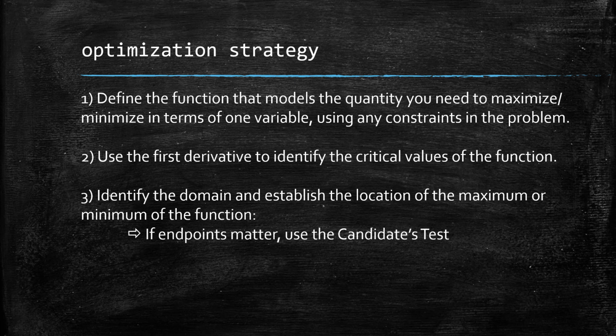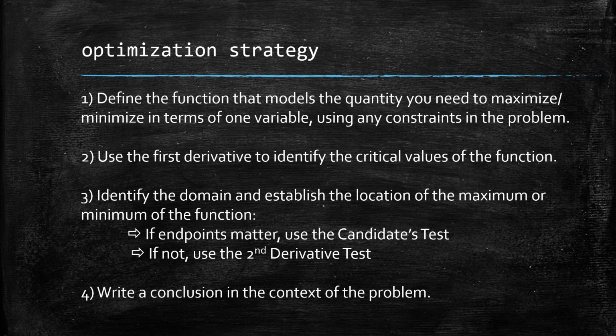So if the endpoints matter, then obviously you would use the candidates test to compare the values of the function at the endpoints versus at the critical values. And if the endpoints don't really matter because they don't give realistic situations, then we can just use a second derivative test as an alternative. And step 4 is to write a conclusion in the context of the problem.